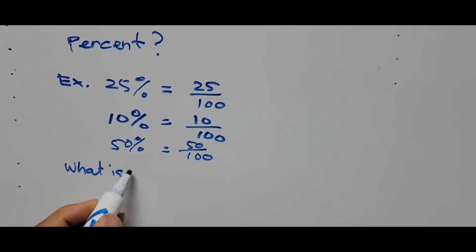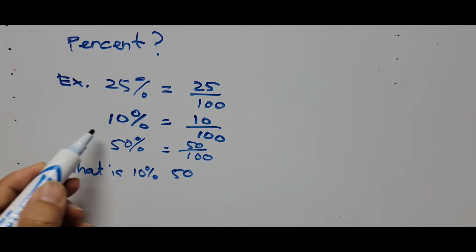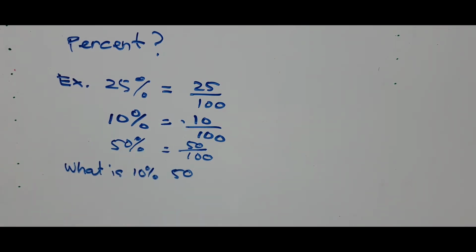All right, so what if we have a question that is, what is 10% of 50? How are we going to solve that? 10% is equivalent to 10 over 100. So all we have to do is convert this into a fraction and multiply it by 50. So that is now 10 over 100 times 50. Cancel the 0, so it's 1, and what we have left now is 5. So 10% of 50 is 5.